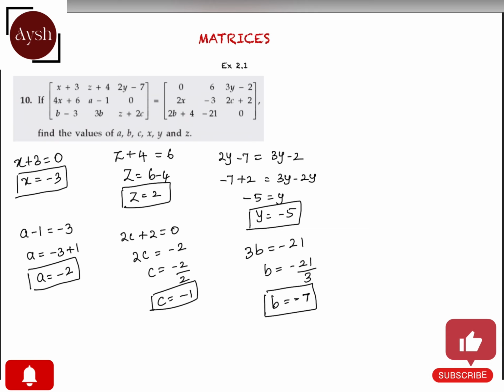So நமக்கு almost எல்லா வேல்யூ கிடைச்சிருச்சுன்னு நினைக்கிறேன். Yes. So a, b, c, x, y, z எல்லா வேல்யூஸுமே நமக்கு கிடைச்சிருச்சு. That's all students.